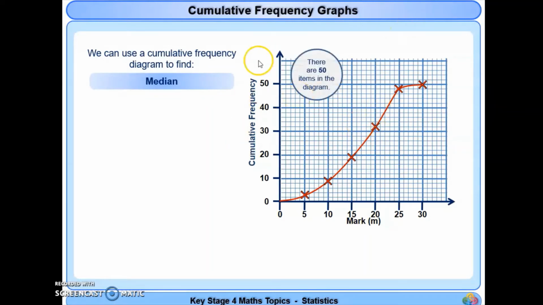There are 50 items in the diagram. There were 50 students who sat this test. We should know from our knowledge of averages that median is always the middle value. So if we have 50 students sitting the test, our median is going to be round about the 25th value, the middle of the data.